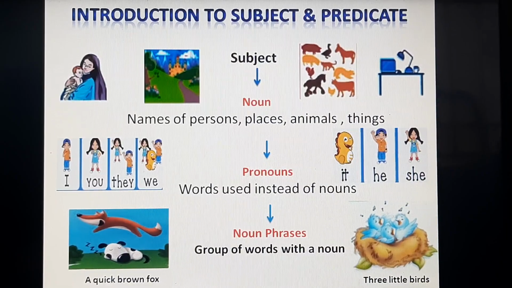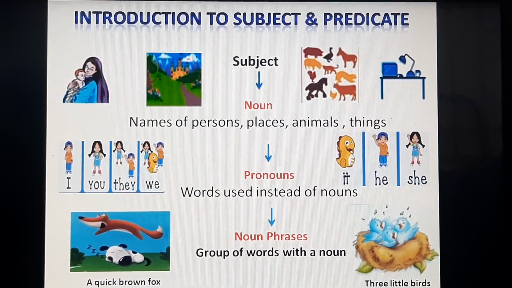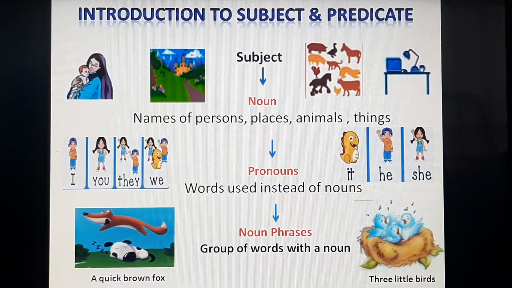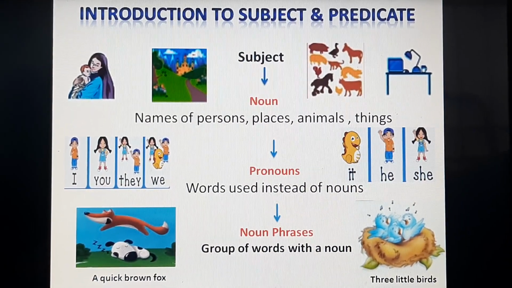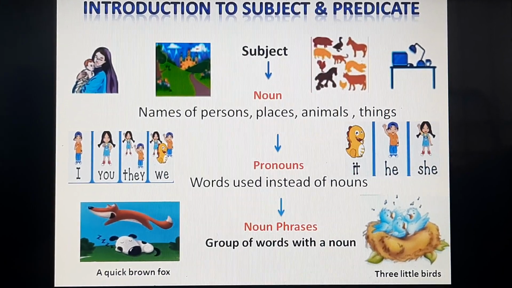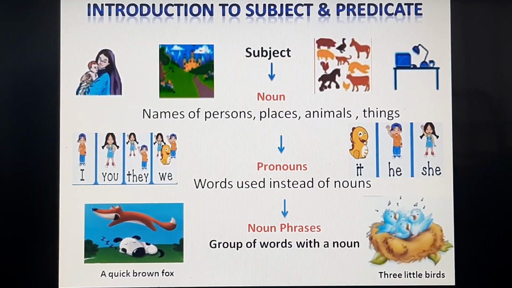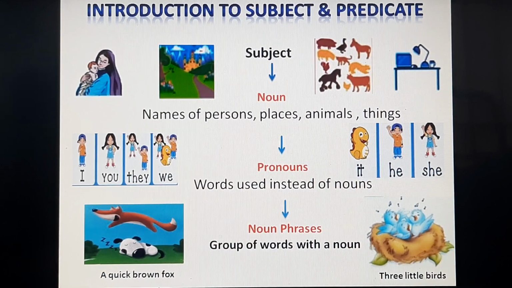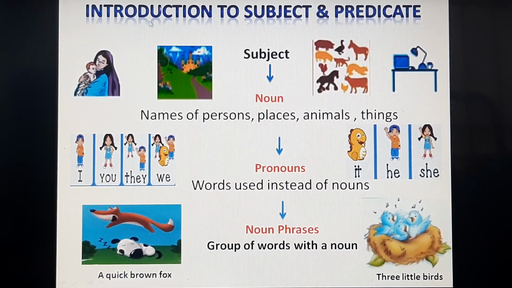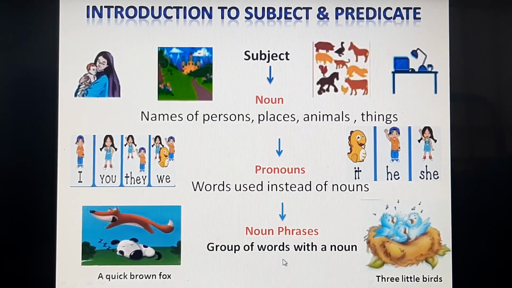So we have learnt about a sentence. And we must know that a sentence should take a subject and a verb. Without a subject and a verb, there is no sentence. So, for a better understanding, I shall tell you what a subject is made of. A subject is made of nouns, pronouns, and noun phrases.